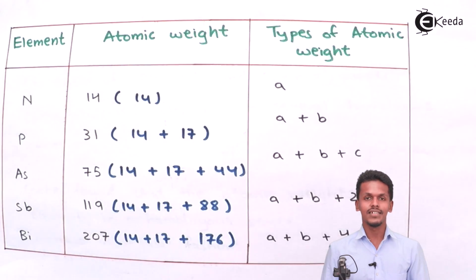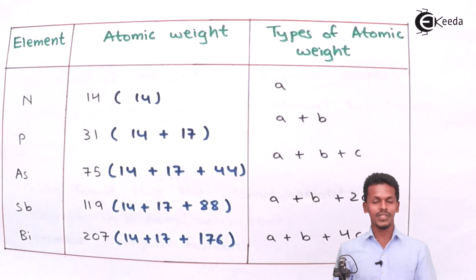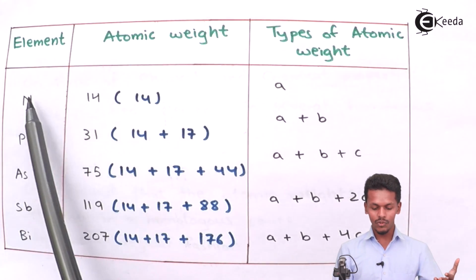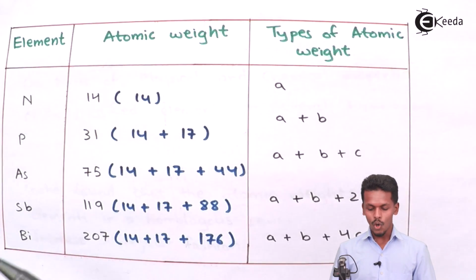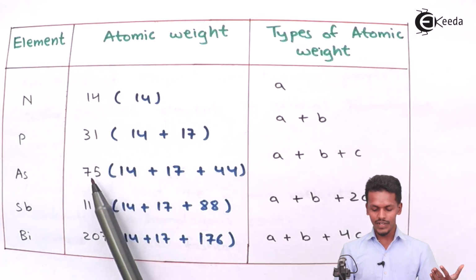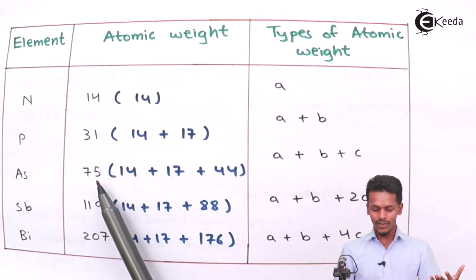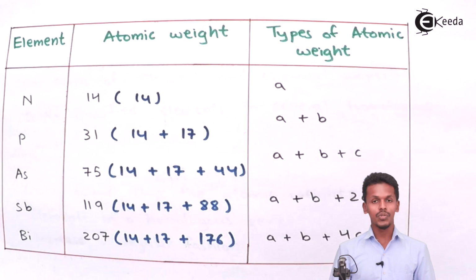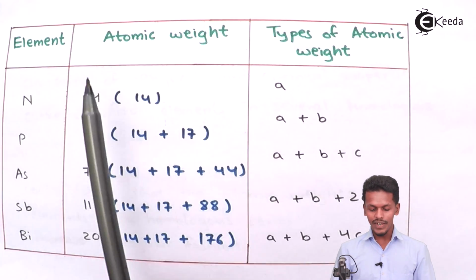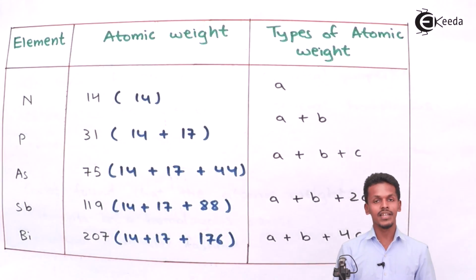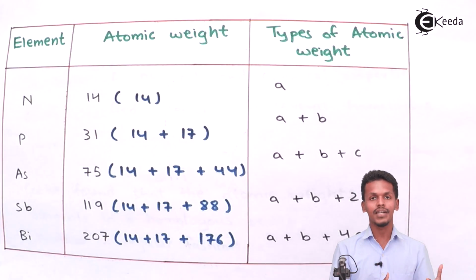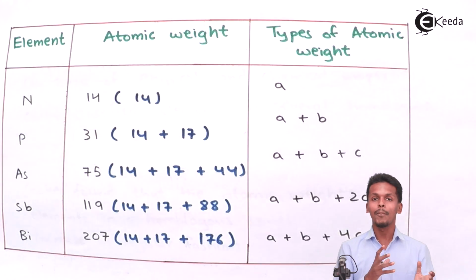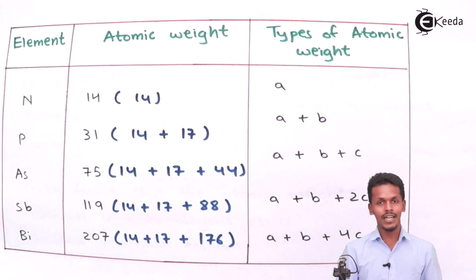This is one of the groups that we can see on the screen. It represents the group of nitrogen, phosphorus, arsenic, antimony, and bismuth, with atomic weights of 14, 31, 75, 119, and 207. These groups are not only arranged by their chemical property, but they also have a pattern in the atomic weight. Let me show you.